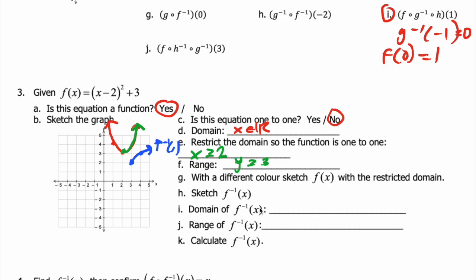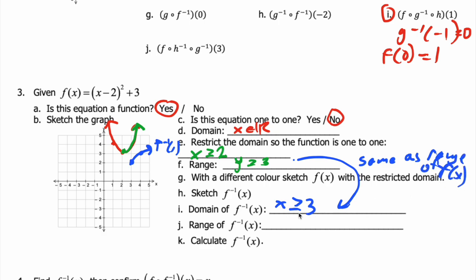Domain of this function you can obviously see is x greater or equal to 3. So notice that it's the same as range of f of x. It's always going to be like that for inverse functions. The range of the inverse, the range is y greater or equal to 2. As you can see, it's the same as the original function.